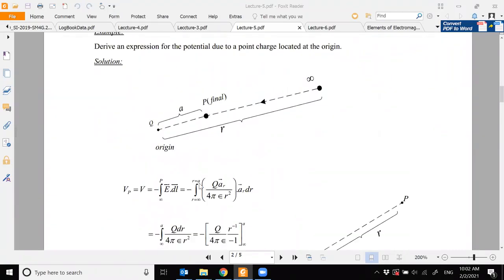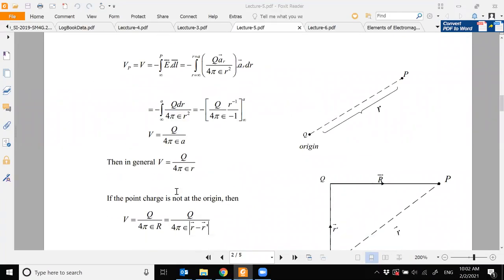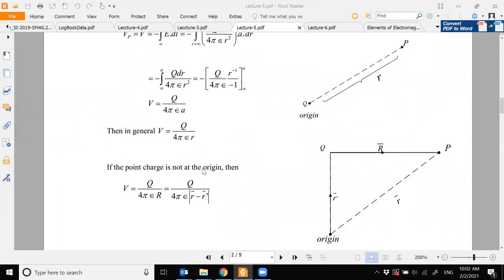Then we took an example: find the potential which can be created by a point source which is placed at origin. And then we saw that it is Q over 4 pi epsilon R. And if it is not at origin, this is the expression.